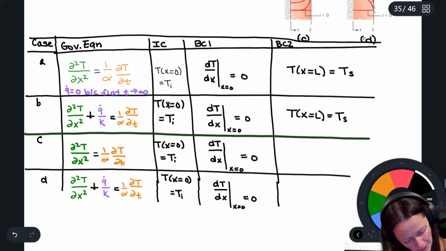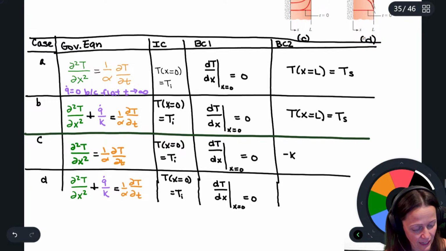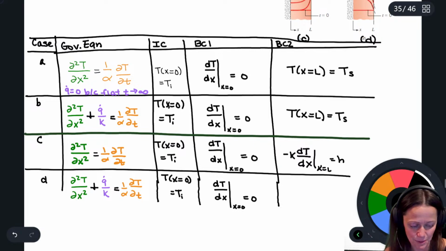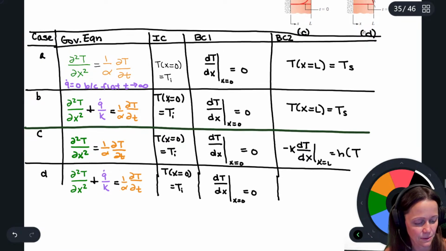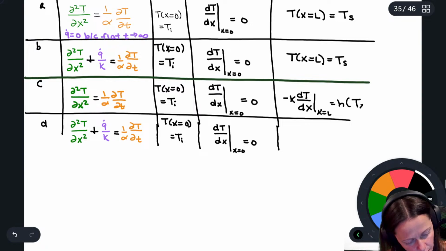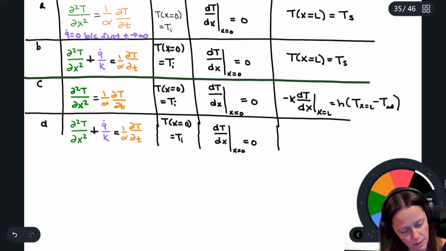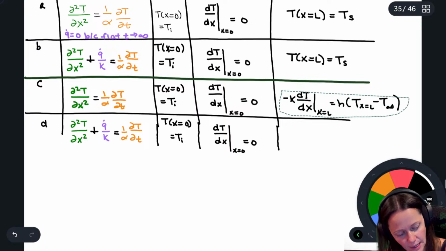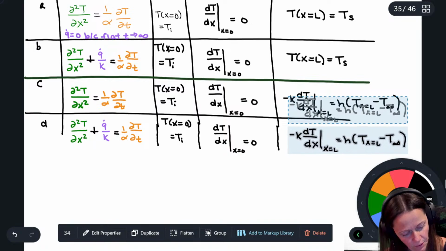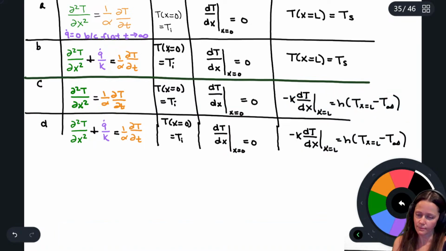Okay, so here we go. So this would be negative k dT/dx at x equals L is equal to h times the quantity T at x equals L minus T infinity. Oh my goodness. And it's the same thing for that last one.